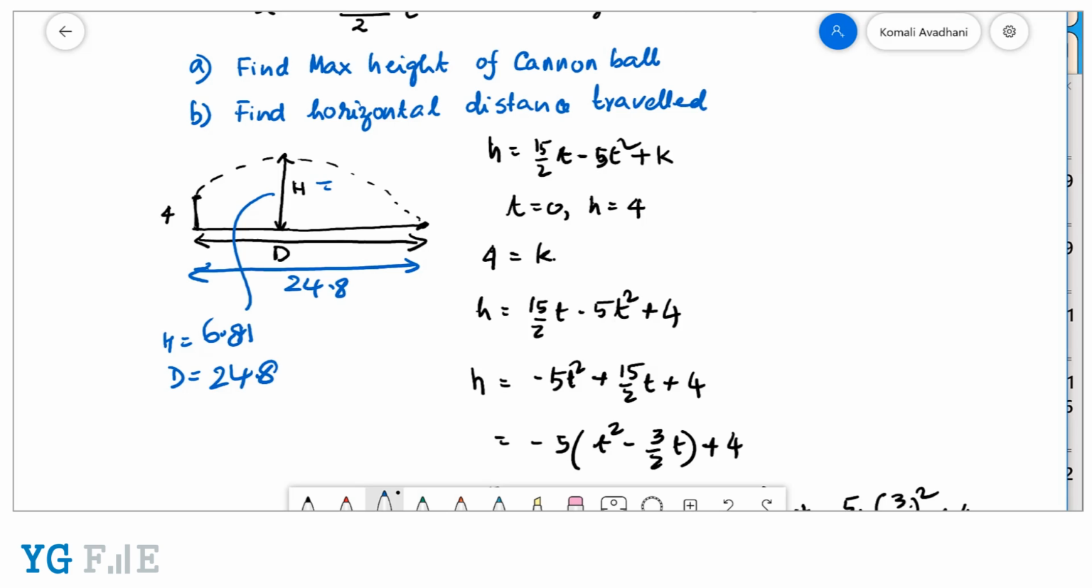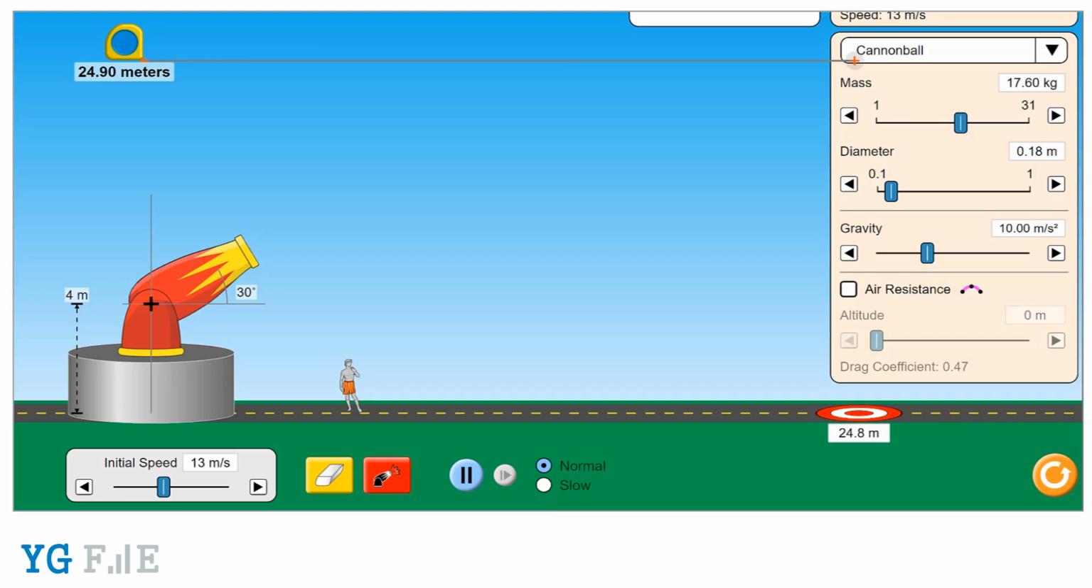So what we are trying to say is the cannonball hits the ground at 24.8. It reaches a height of 6.81. Now let us go back and check our figure where we can release some cannonballs and see what happens. So let us try to release some cannonballs. Because our speed is 15, we should put 15 for the equation here. Okay, so this is the distance it traverses and the height.